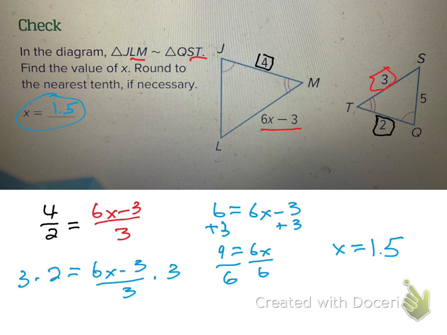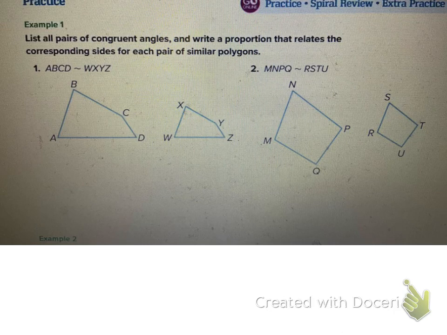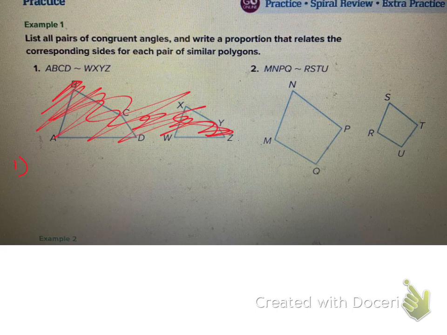All right, so now skip over those next parts and go to the practice in your book, okay? If you look at example 1, we need to list all the congruent angles. I'm going to get you started on these. You need to finish example 1 section, okay? So here, I don't even need to look at the picture. I've got A is congruent to W, B is congruent to X, C is congruent to Y, and D is congruent to Z. All those angles are congruent. You just need to look at the similarity statement.